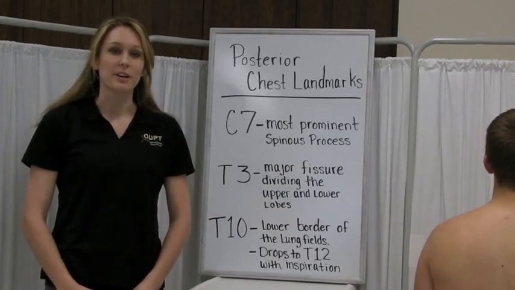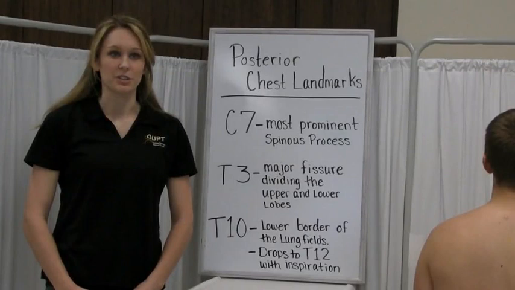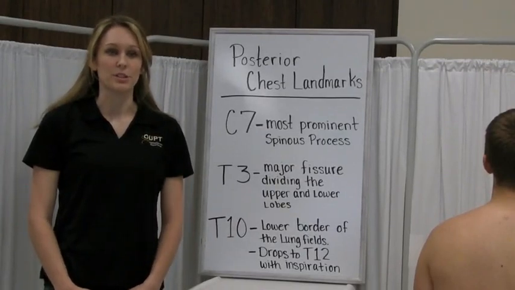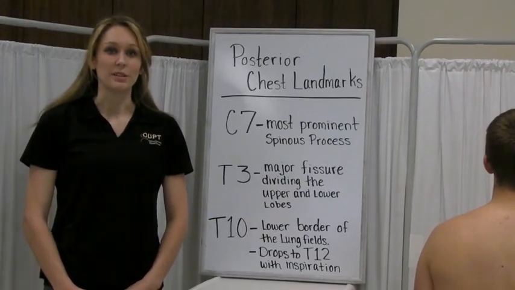The next important landmark is T3. T3 marks the major fissure which divides the upper and lower lobes in the posterior of your patient. T10 marks the lower border of the lung fields. Now this can drop down to T12 with a deep inspiration.